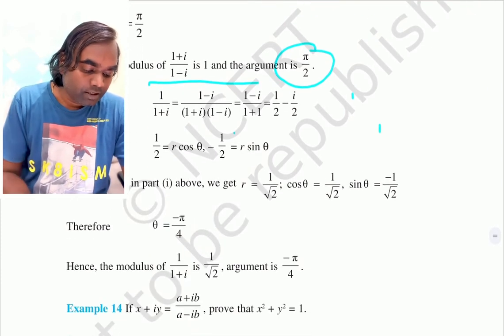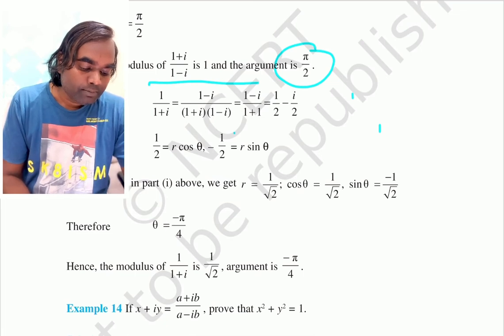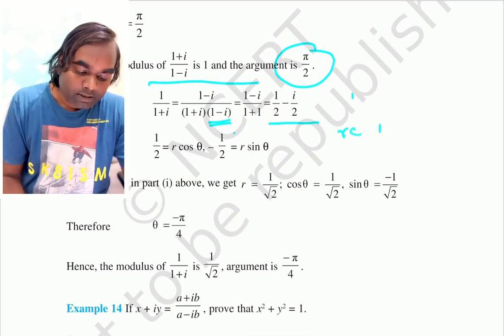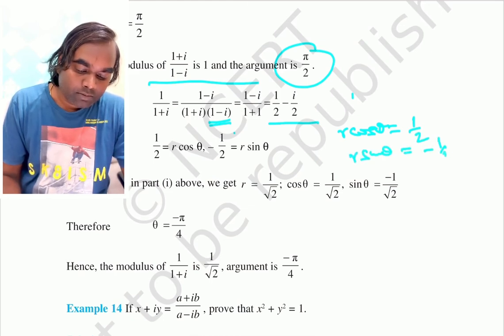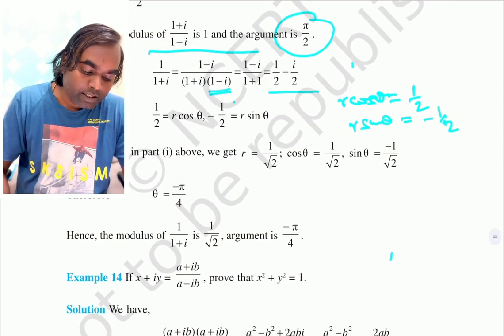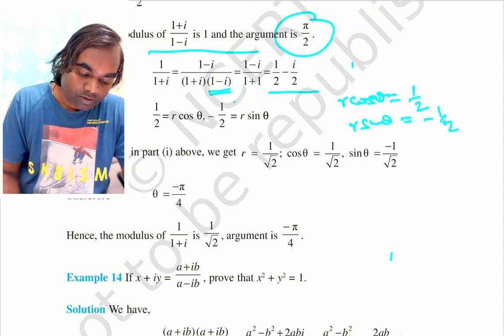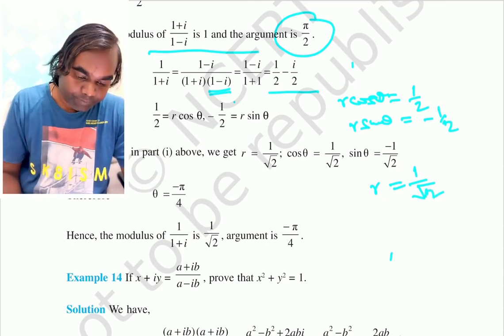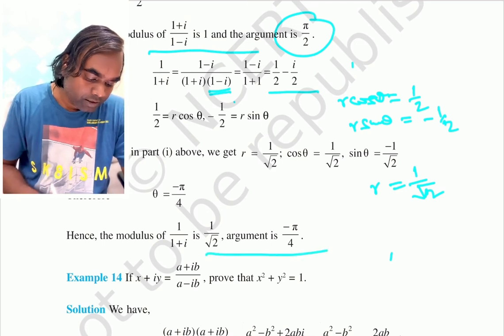Similarly you can calculate for this 1 by 1 plus i by multiplying the numerator and denominator by 1 minus i, and after simplification you will get 1 by 2 minus i by 2. Therefore r cos theta is equal to 1 by 2, r sin theta is equal to minus 1 by 2. Therefore tan theta is equal to minus 1. Therefore theta is equal to minus pi by 4. Similarly you can get the argument, and r is equal to 1 by square root 2. Okay, so you get the result.